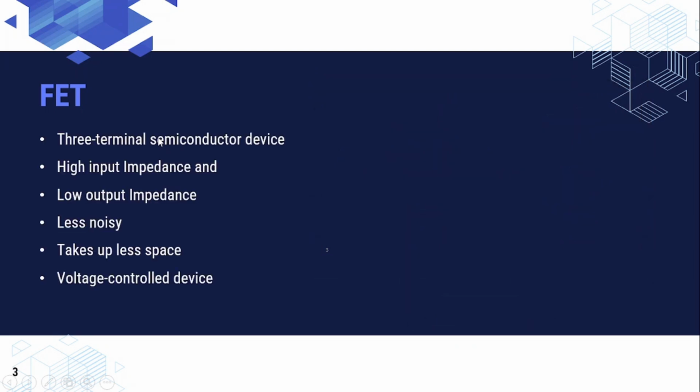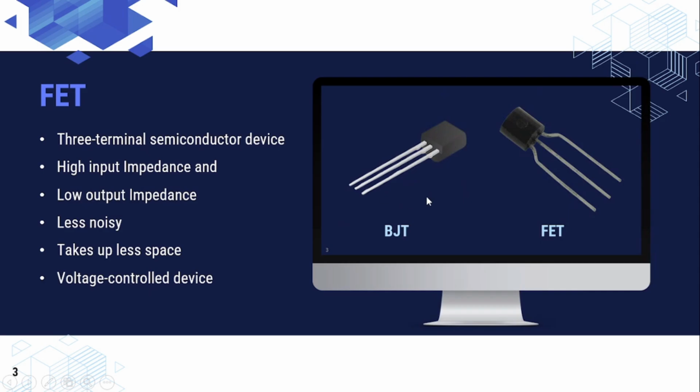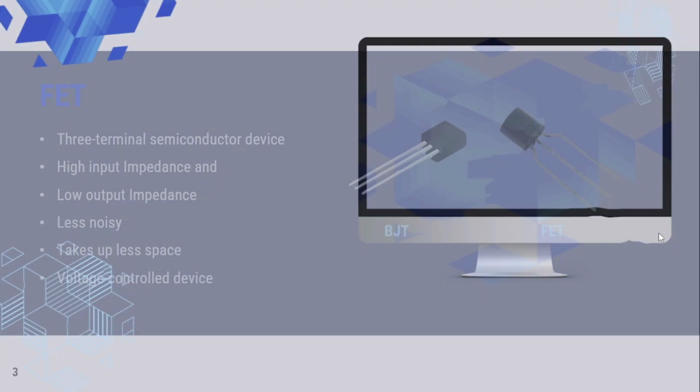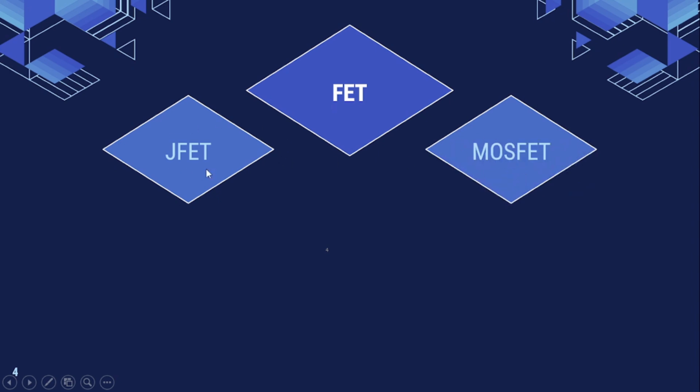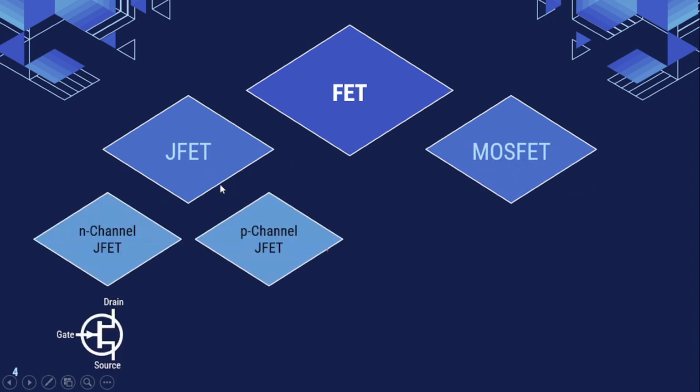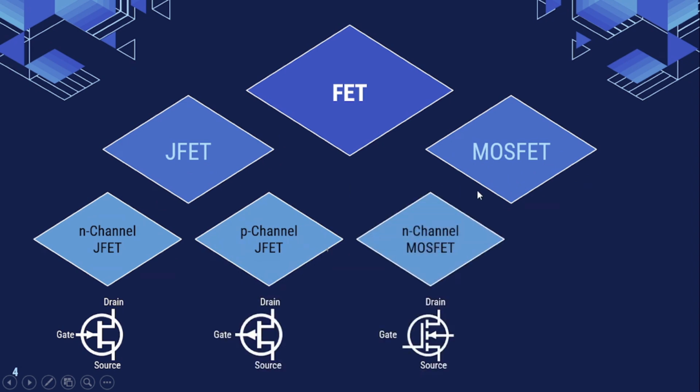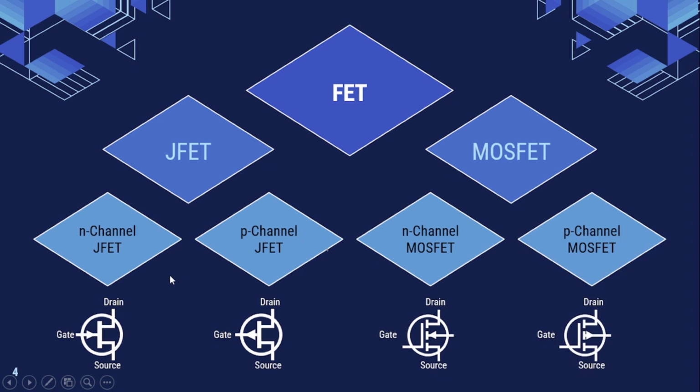FET, Field-Effect Transistor. It is a three-terminal semiconductor device. It has high input impedance, low output impedance, is less noisy, takes up less space and is a voltage controlled device. This is the BJT and FET. FET is classified into two types, JFET and MOSFET. It is further classified into N-channel JFET, P-channel JFET, similarly N-channel MOSFET and P-channel MOSFET. So this is the circuit diagram. In this diagram we have the three terminals: gate, source and drain.